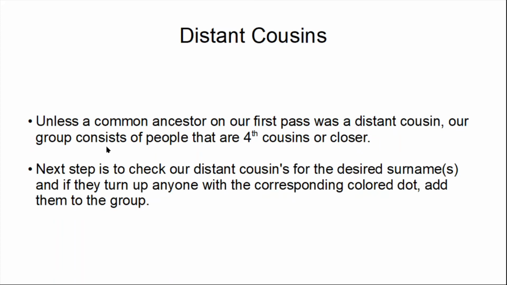Okay, unless a common ancestor on our first pass was a distant cousin, our group consists of people that are fourth cousins or closer. Remember that fifth to eighth cousins, distant cousins, are processed separately. So the next step is to check the distant cousins for the desired surnames, and if they turn up anyone with the corresponding colored dot, add them to the group.